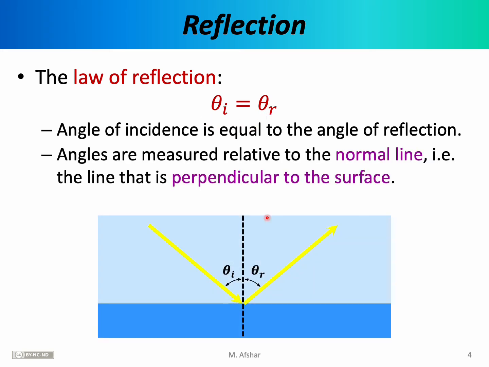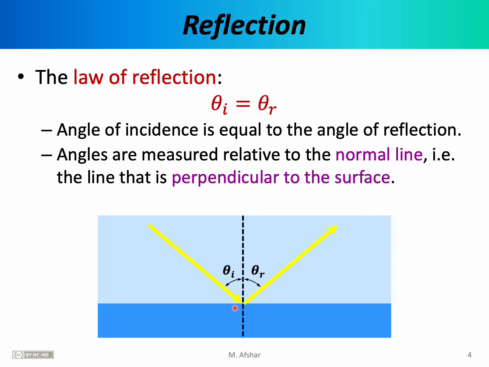We can represent the situation as follows. As before, we have two media, medium 1 on top, represented by the light blue region, and medium 2 on the bottom, represented by the dark blue region. The boundary surface between the two media is this horizontal line here. Notice that the angles are not measured relative to the horizontal line, they are measured relative to the normal line. The normal line is the dashed line that you see here. The normal line is always perpendicular to the surface or the boundary between the two media.